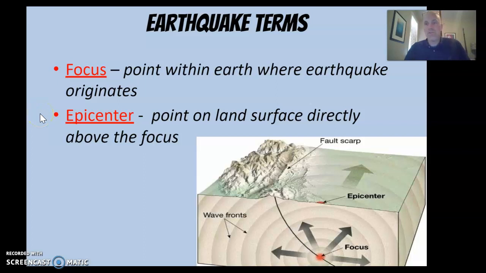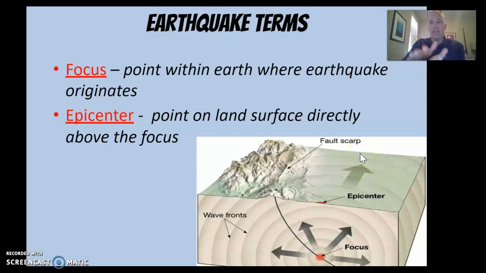So there's two very important terms that have to do with an earthquake. What this diagram shows is you've got a fault. Again, this is going to be one mass of rock, and this is going to be a different mass of rock. Let's say that this rock on this side of the boundary wants to move in the direction of the arrow.